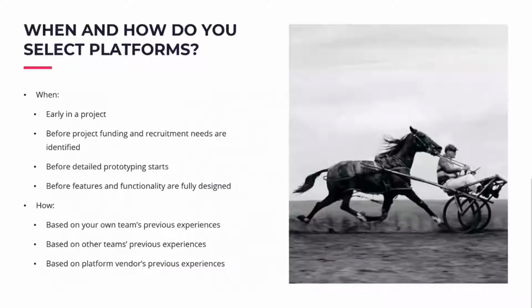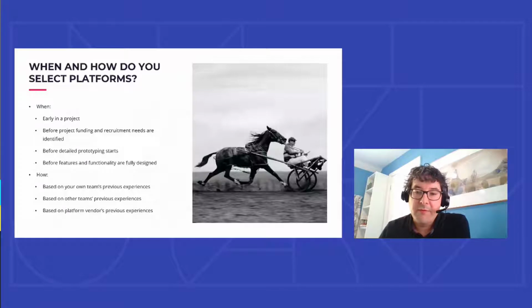When you think about it, when are you making platform selection decisions in a project? It's generally pretty early. It might even be before you've got funding approval or a delivery team selected and you know what skills you're working with. It's going to be before you've started any detailed prototyping, and it's almost certainly going to be before you really get the solutions to your user needs identified. So what do you have to go off?